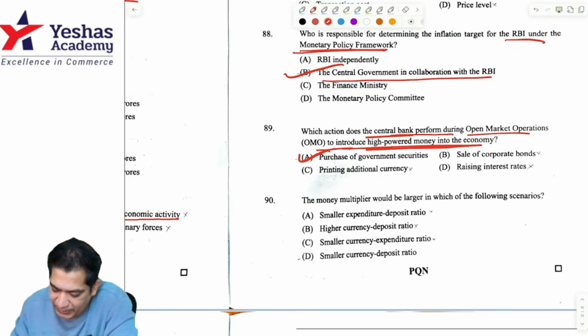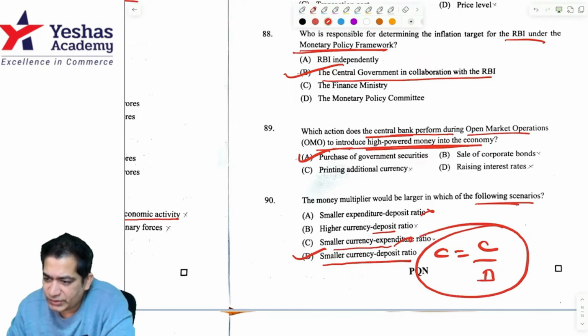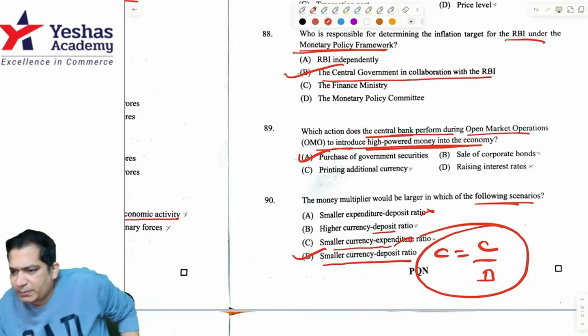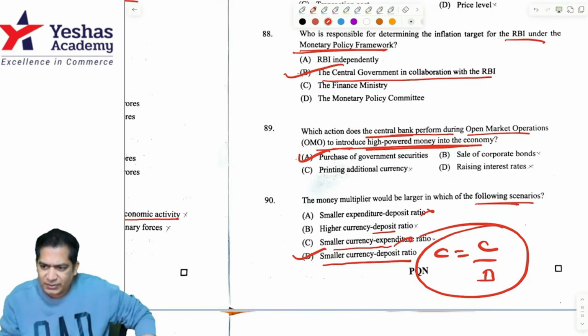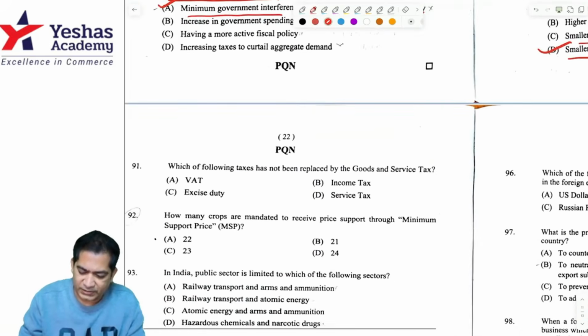Money multiplier would be larger in which of the following scenarios? Smaller expenditure to deposit? No. Higher currency to deposit ratio? Higher the currency to deposit ratio, lower will be the multiplier. Smaller currency to expenditure? No, there is nothing like this. Smaller currency to deposit ratio? Yes. Remember, currency to deposit ratio has a negative relation to the money multiplier and money supply. We have drawn a table as well, and I told you specifically this is very important.